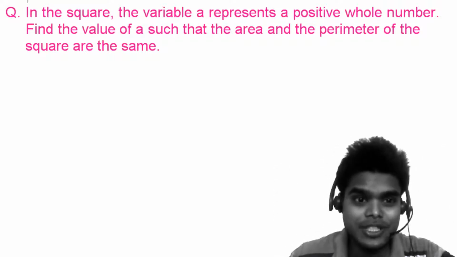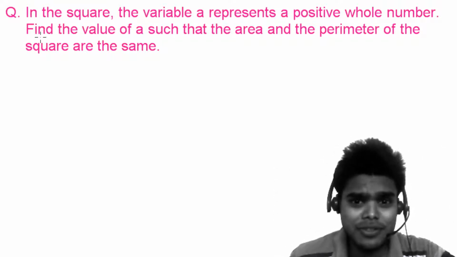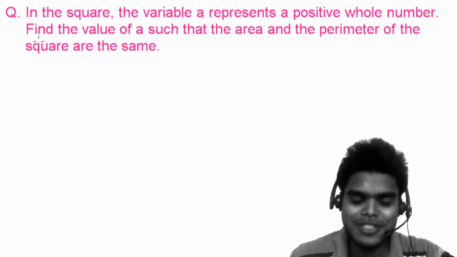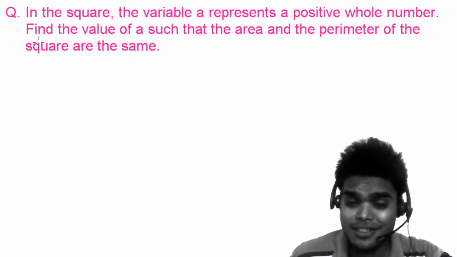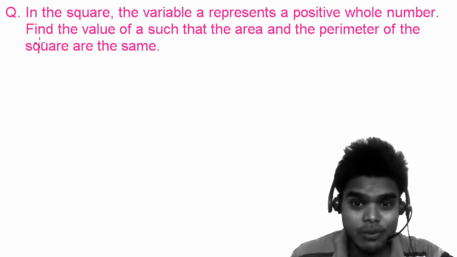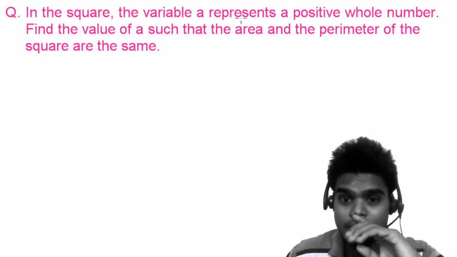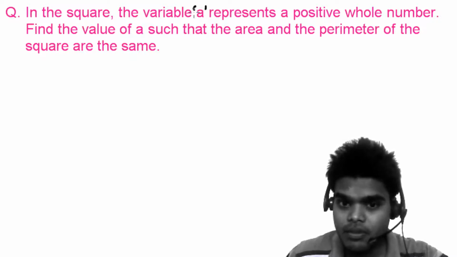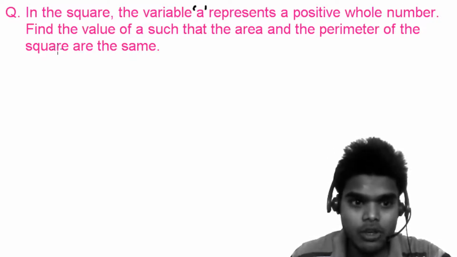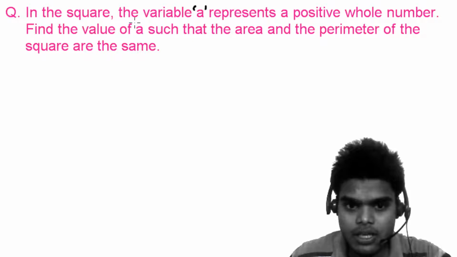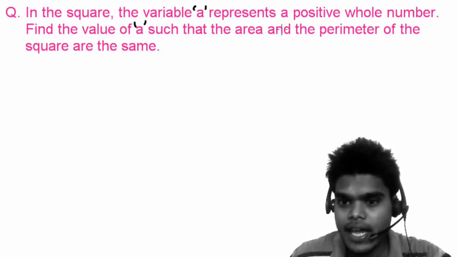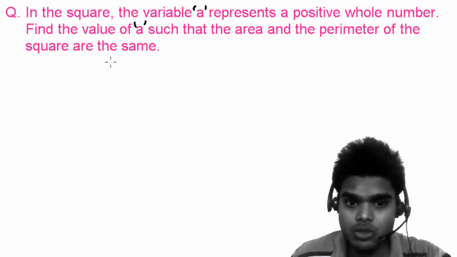I have here another question, and I think this is a really nice question. I like this question. It is a little bit more unique than the questions that we solved in the previous lessons. So the question is saying, in the square, the variable a represents a positive whole number. Find the value of a such that the area and the perimeter of the square are the same.